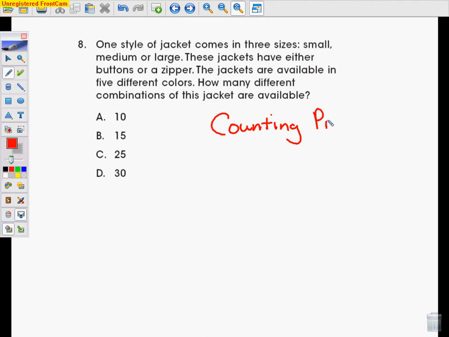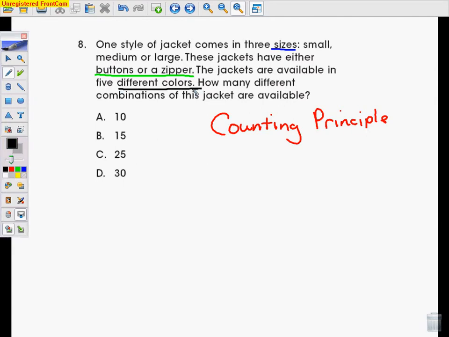The counting principle says that when you're trying to find the number of combinations of objects, you can just multiply the number of choices you have together. So here we have choices for sizes. You have choices for buttons and zippers. And then you have choices for colors.